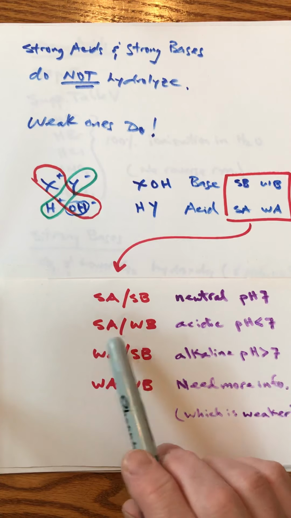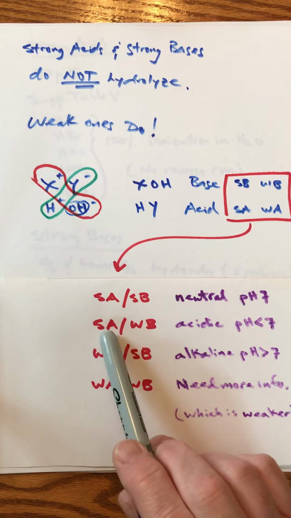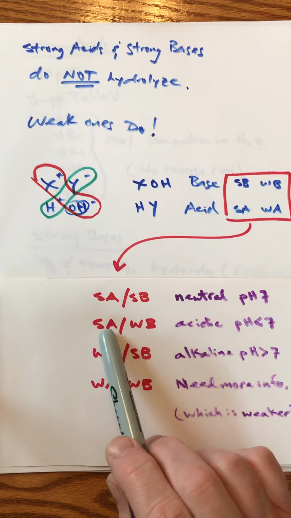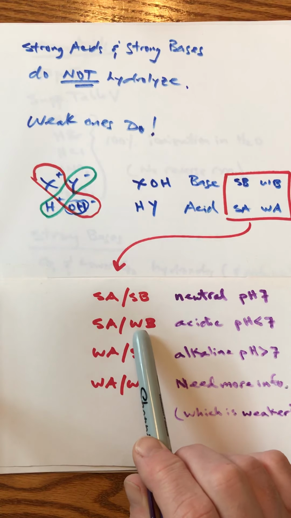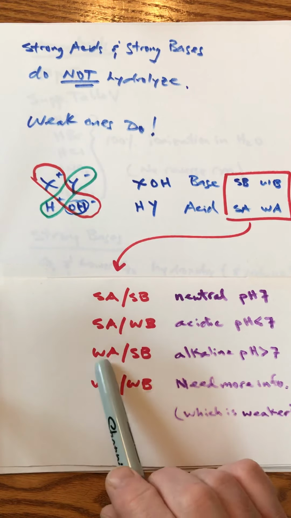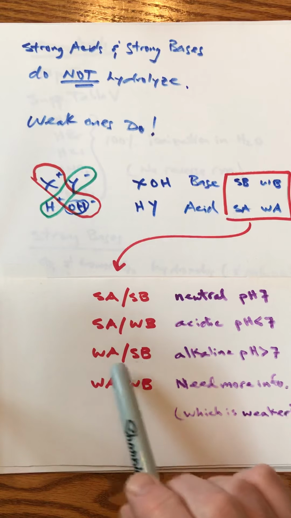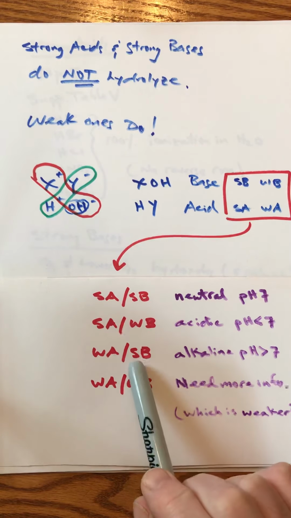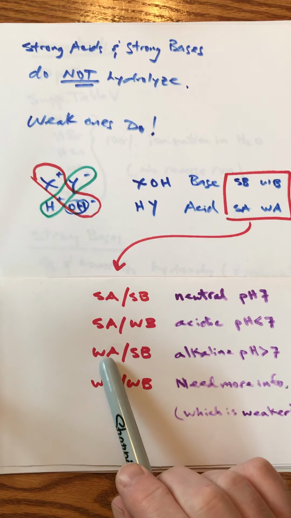If you take a strong acid with a weak base, the acid's going to win. It seems pretty simple. Your pH is going to be less than 7, but it's not because of the acid. It's actually because of the base. I'll explain that in a minute. Weak acid, strong base, well, the base is going to win. You're going to have an alkaline solution. The pH is going to be greater than 7. You think it's because of the base, but it's actually because of the acid.